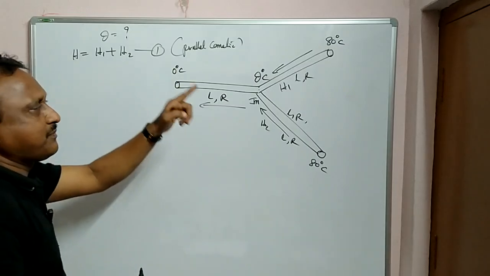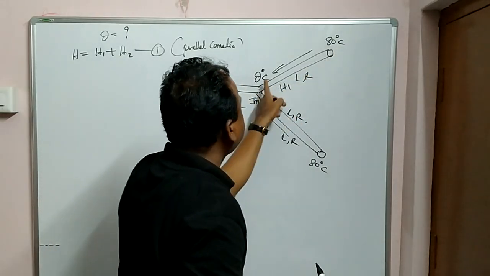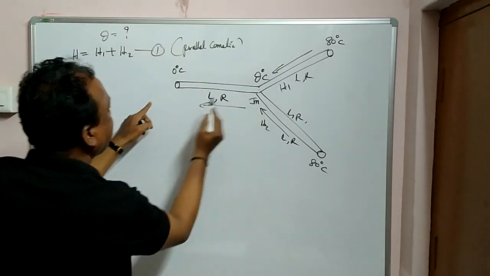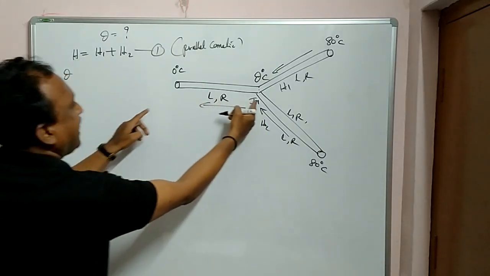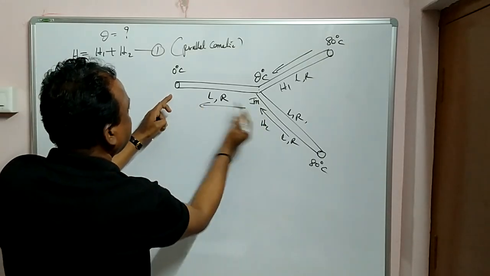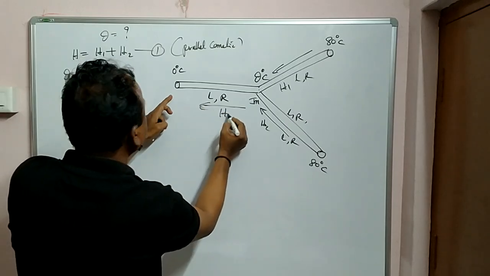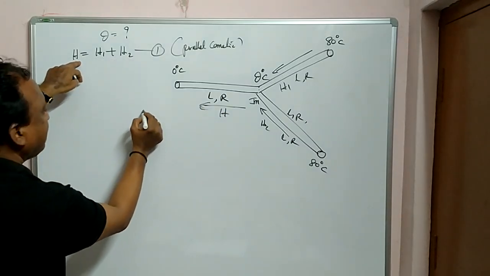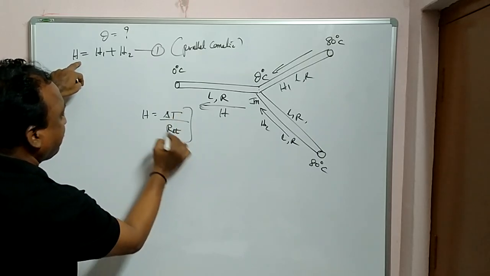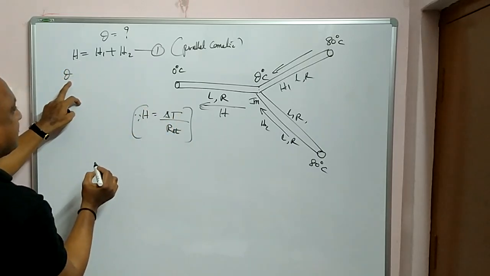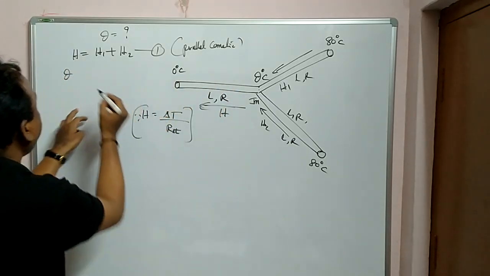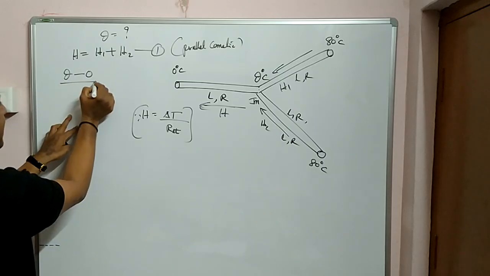Here 0 degree. Where is the high temperature? Temperature is high here, next high here, least here. So for this rod, how can I apply? Theta is the high temperature, minus. What is the heat current here? How much heat flows through this? H. So how does the H value come? What is the formula? H is equal to delta T by R thermal. So this H value is equal to delta T, and delta T is theta minus 0, by R thermal.